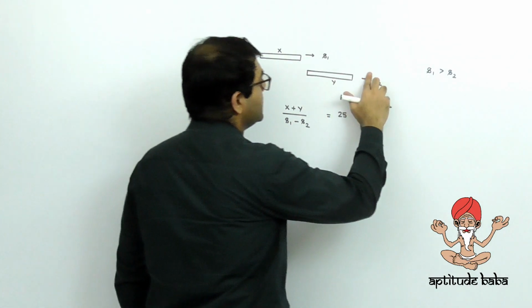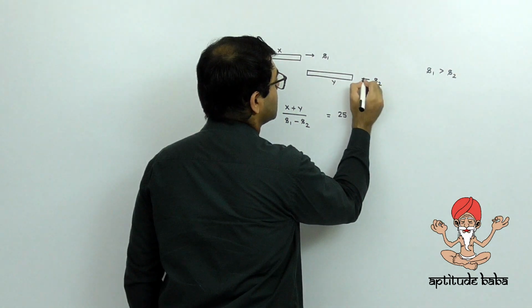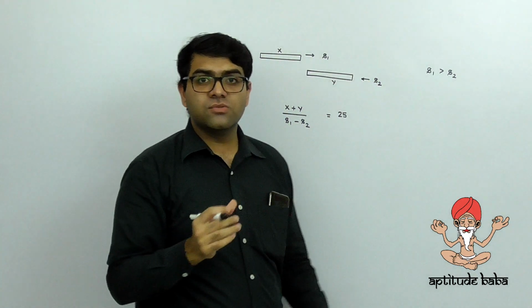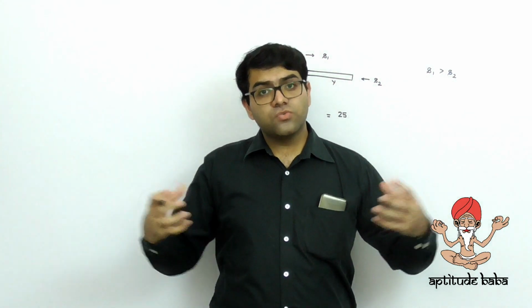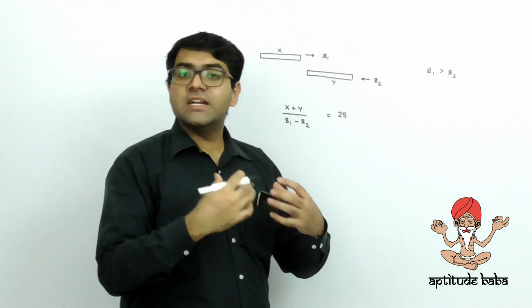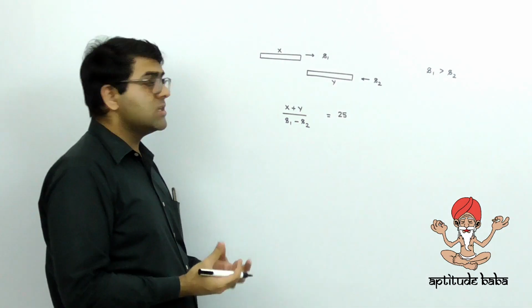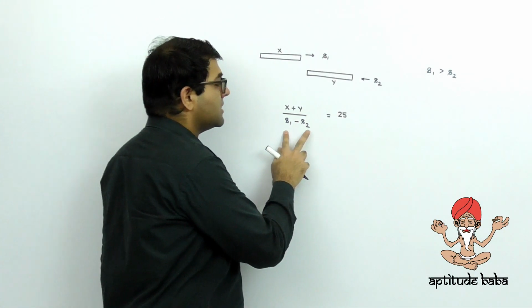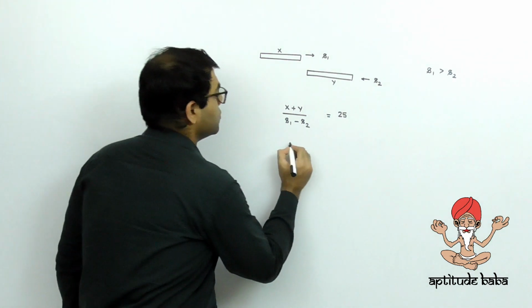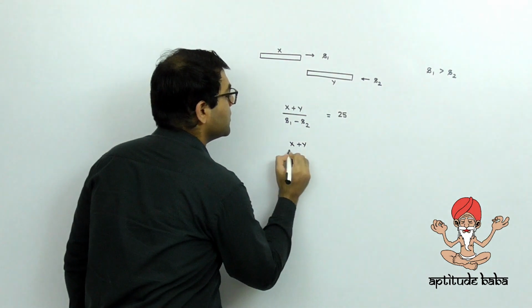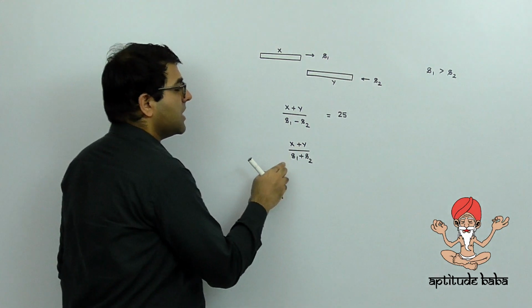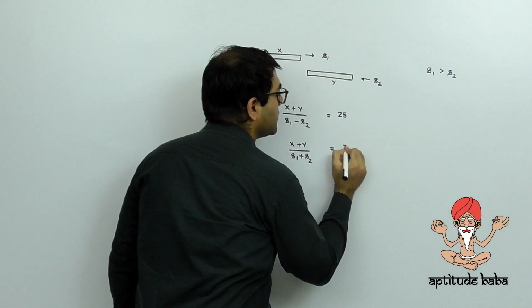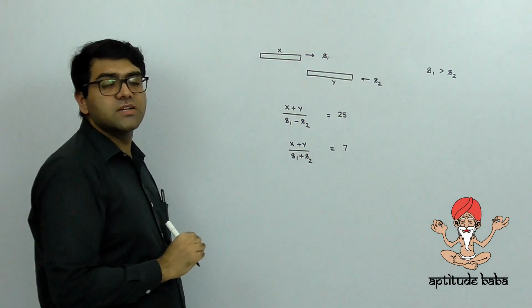In the second case, these two trains are moving towards each other. So the faster train and the slower train is now moving towards each other. If two objects are moving towards each other, the relative speed ends up becoming the sum of the individual speeds. So can I say, if in the last case the relative speed was s1 minus s2, then in this case the relative speed will end up becoming s1 plus s2. Distance by speed shall give me the time taken of crossing, which is given to me as 7 seconds.